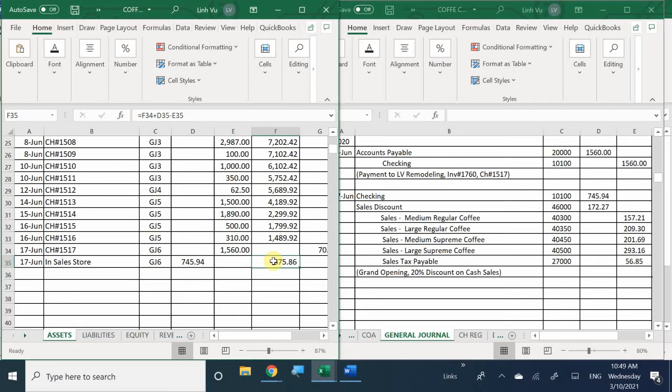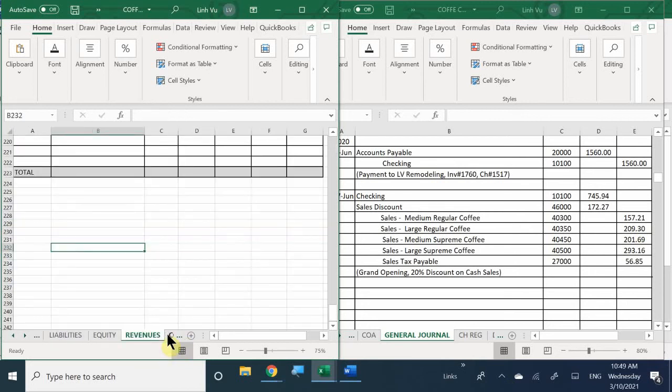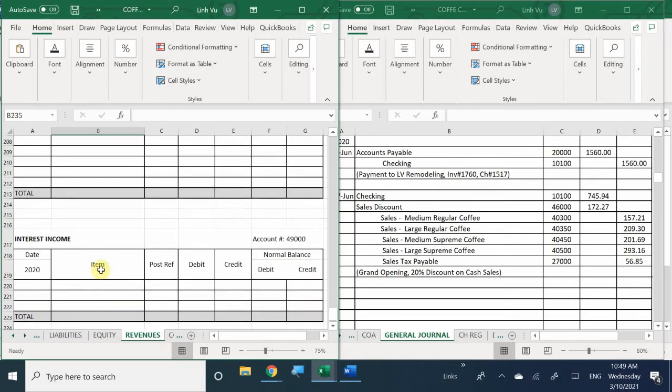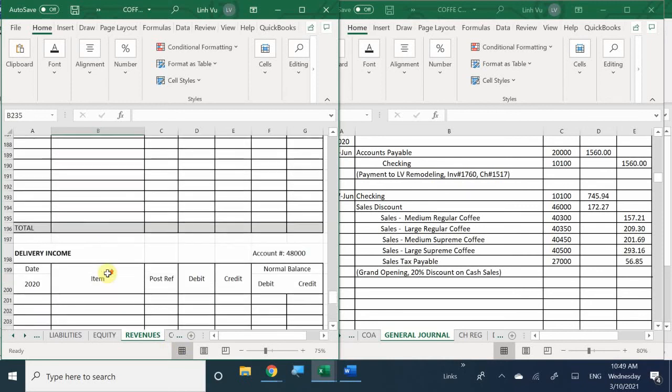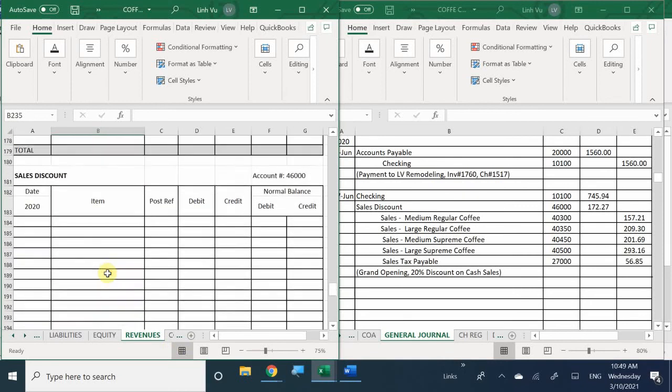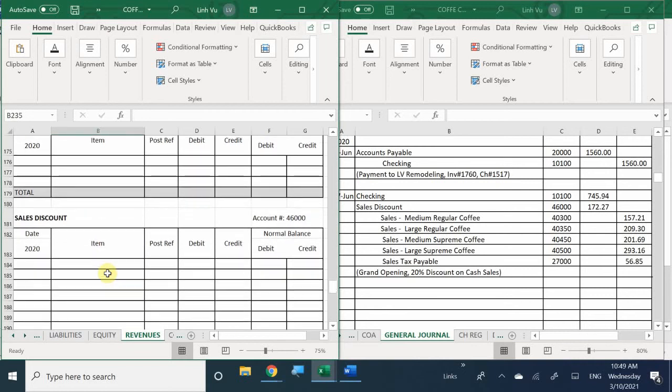So now that we've finished the checking account, what is next? Sales discount. So we are finally diving right into our revenues account. Sales discount should be fairly close to the bottom. Okay, so here it is, sales discounts, 3 below the bottom, and I'm going to go ahead and write the date. Here, I'm going to say it's because I had a grand opening, which is why I had a 20% discount.